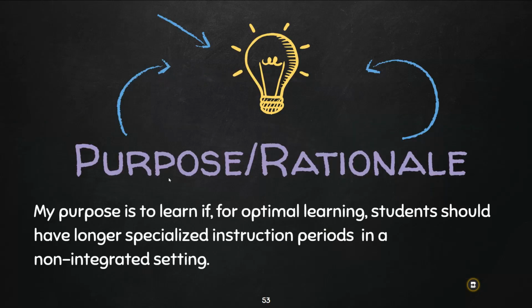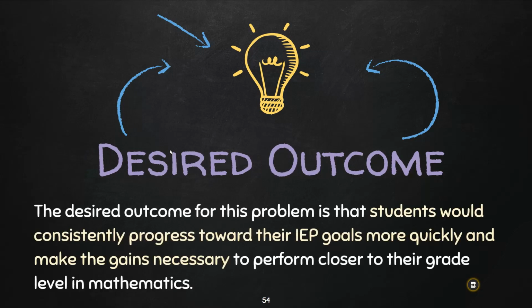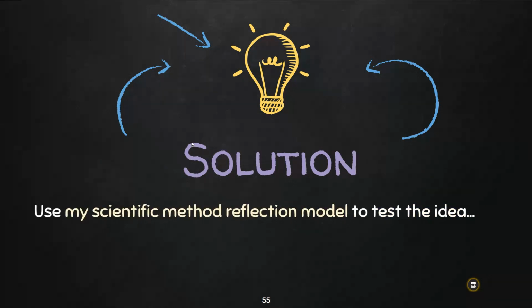Using the premise that we are not providing an optimal environment and strategies to ensure the best education opportunities, our purpose is to learn if, for optimal learning, students should receive specialized instruction in a non-integrated setting. The desired outcome for this problem is that students would consistently progress toward their IEP goals more quickly and make gains necessary to perform closer to their grade levels in mathematics.